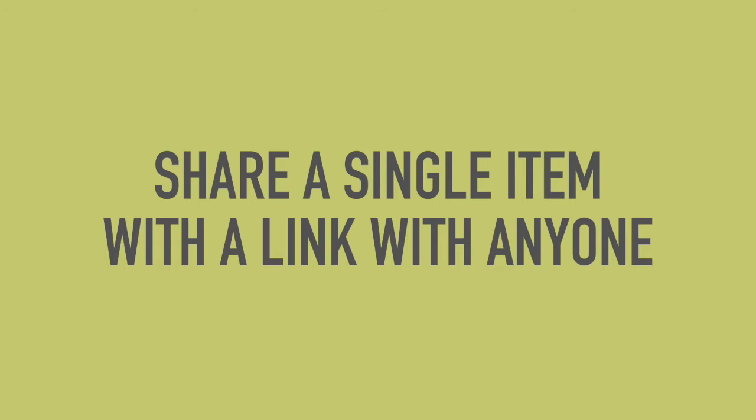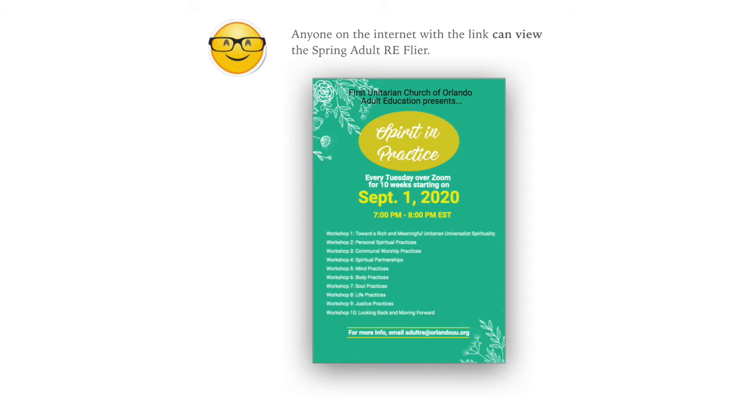First up is sharing a single item with a link. The practical example we gave in part 1 for this condition: anyone on the internet with a link can view the Spring Adult RE flyer. It's a PDF. How are we going to share it? Let's take a look behind the scenes.